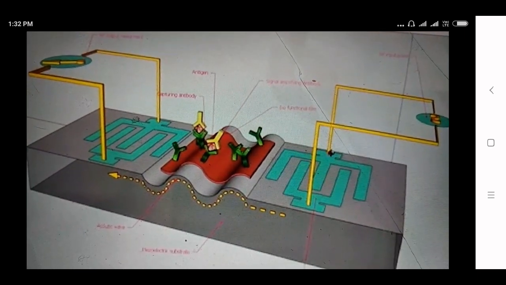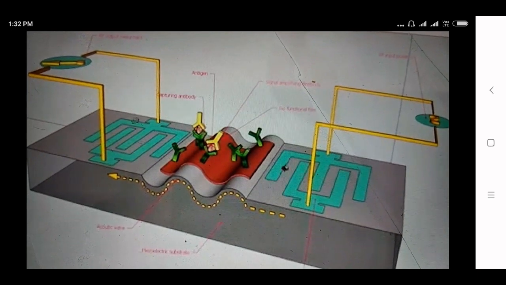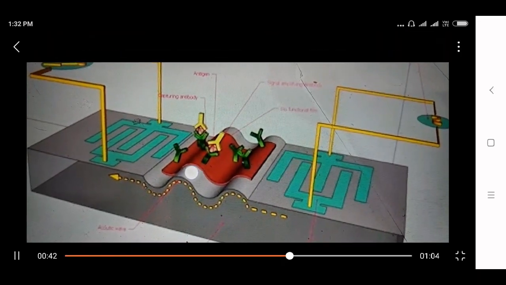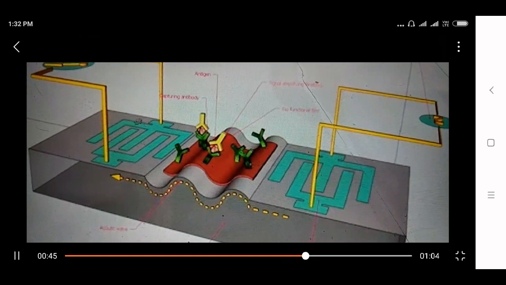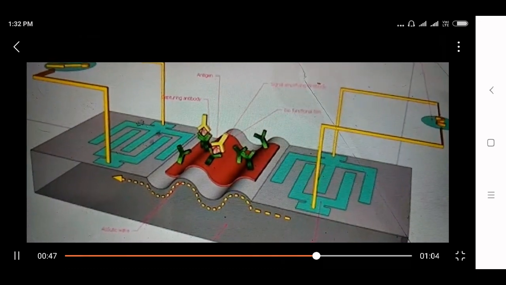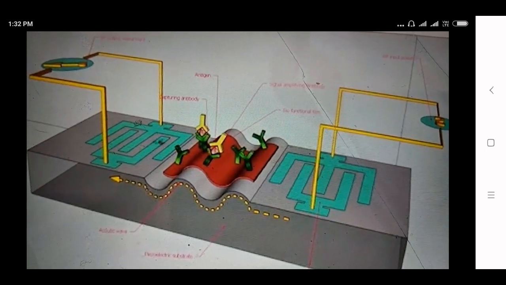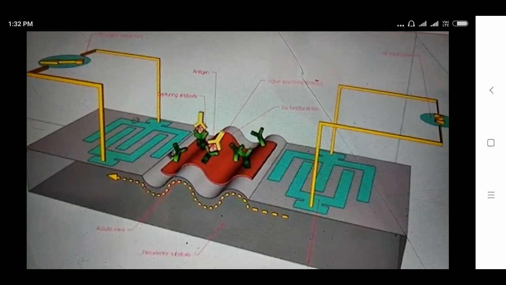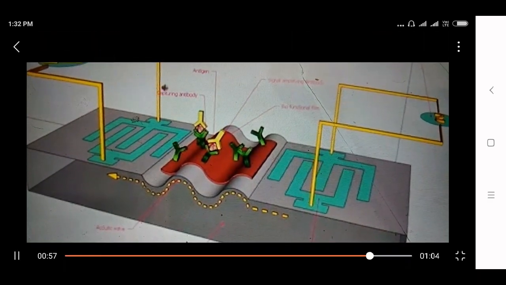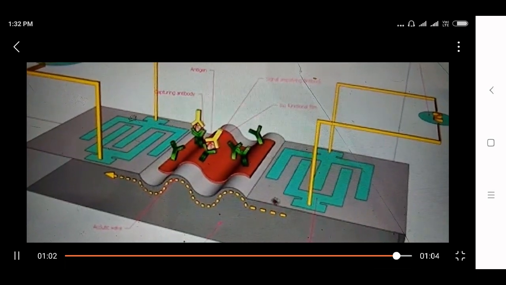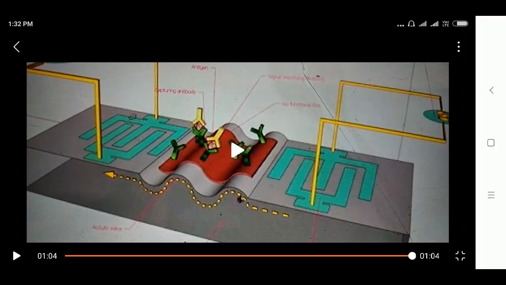piezoelectric material. Thus, acoustic wave is generated. The generated acoustic wave thus moves through the expansion and compression and reaches the output IDT. The output IDT converts the mechanical deformation into electrical signal. This is the working principle of acoustic wave sensor.